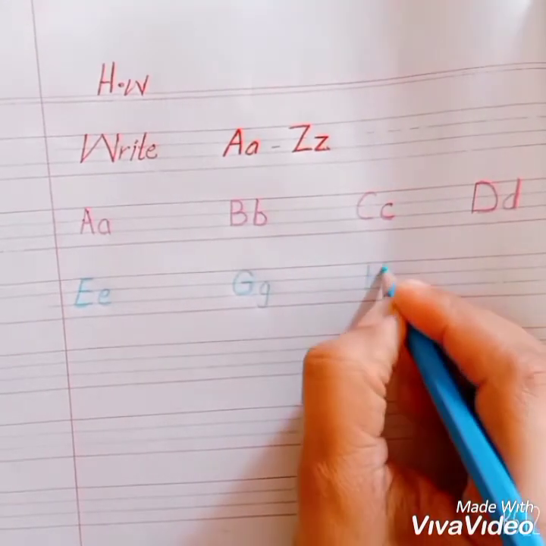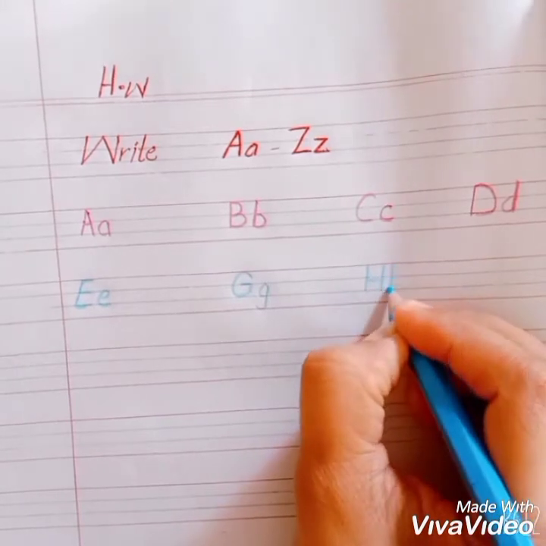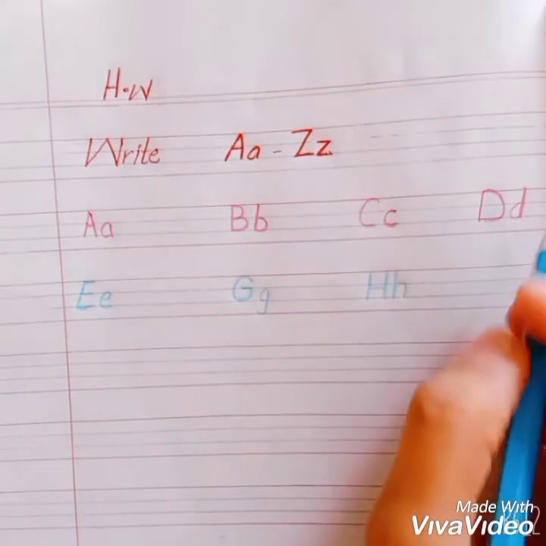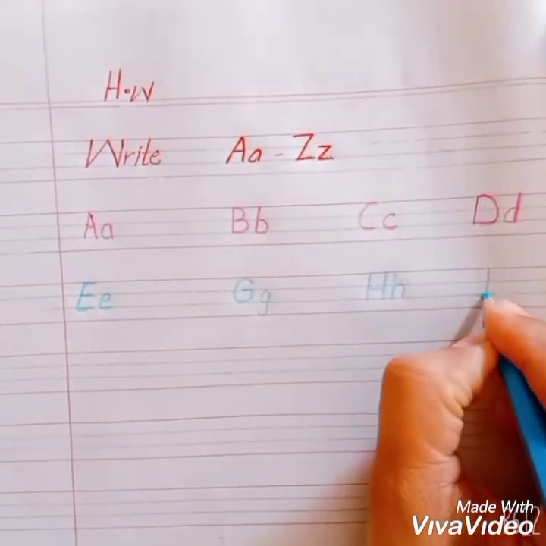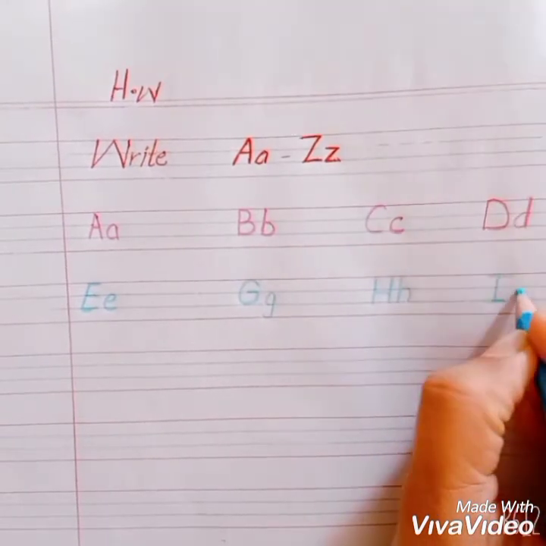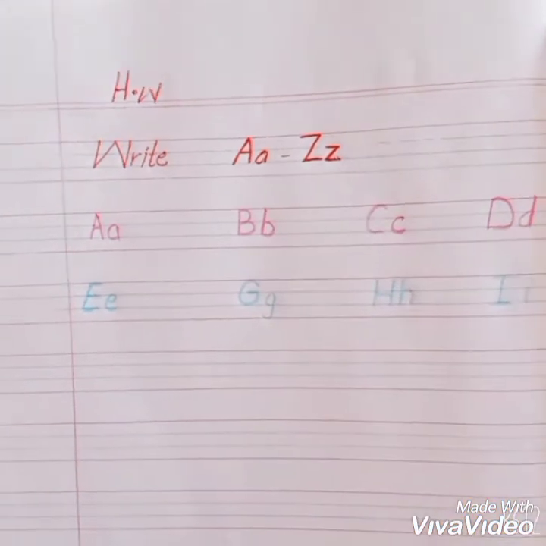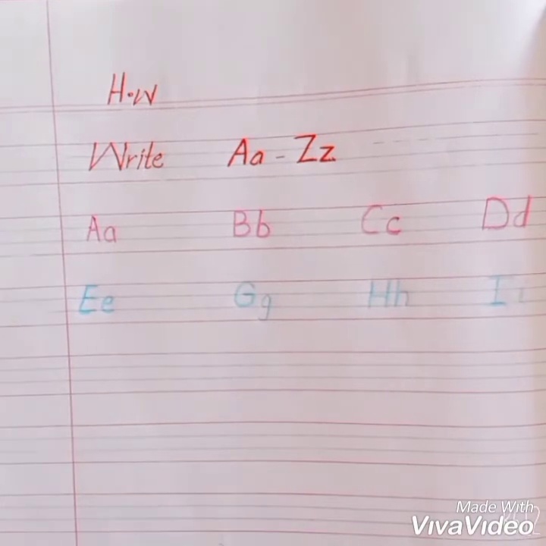H. H for house. And what's the sound of H? H. House. I for iron. I for ice cream. And what's the sound of I? Igloo. A. A is the sound of I.